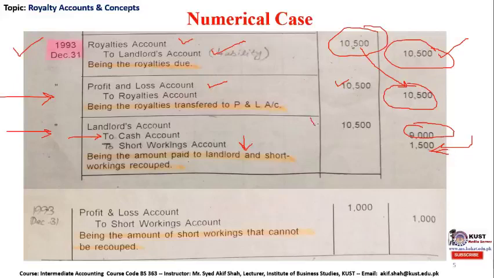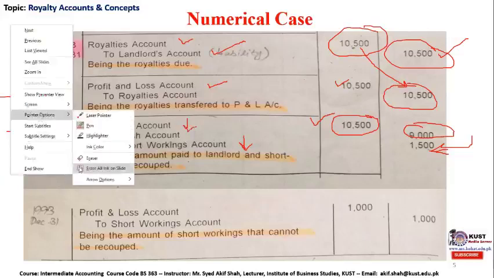And then the landlord liability account will be recorded, which is a debit entry, and the liability of the company will be written off. So this is the third year's entry.